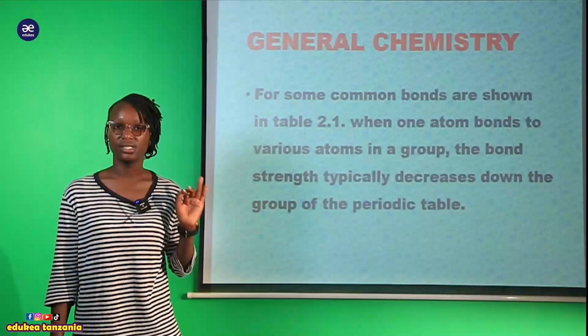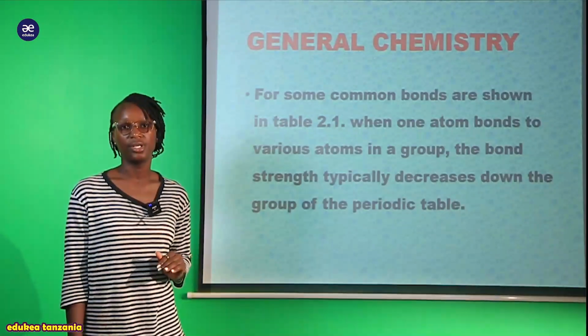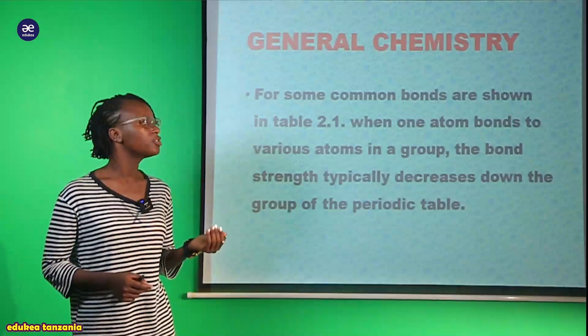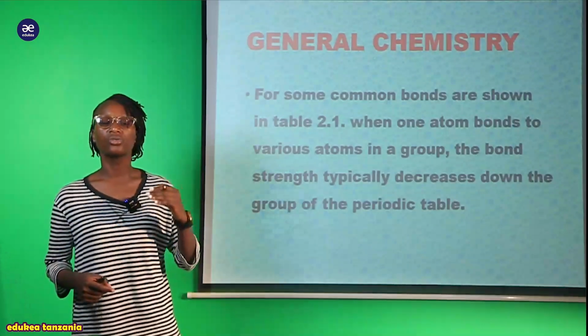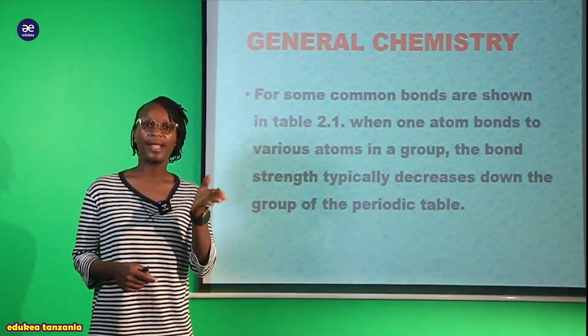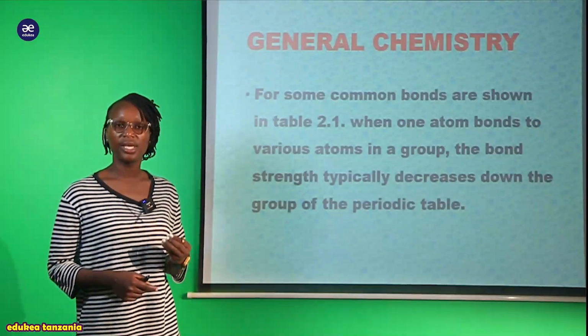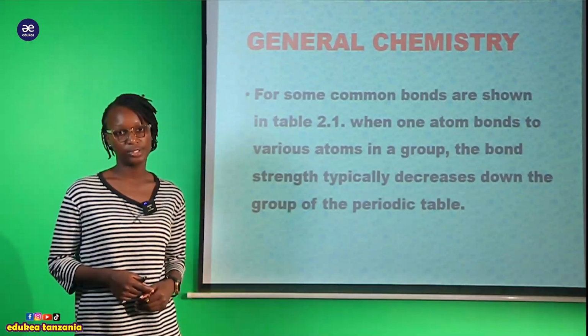So my students, this is our first session for our discussion. So let us proceed with the second session, where we're going to see the issue of these common bonds. We are going to see the comparisons of the length and its strength and the energy, the different energies of these common bonds.